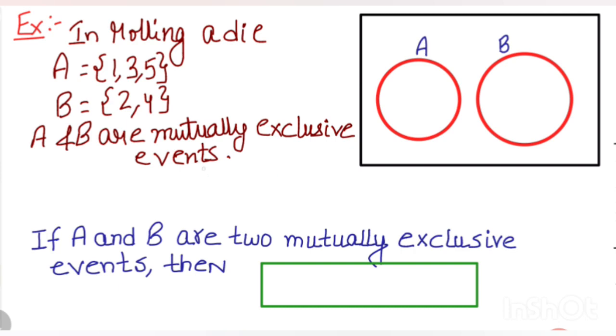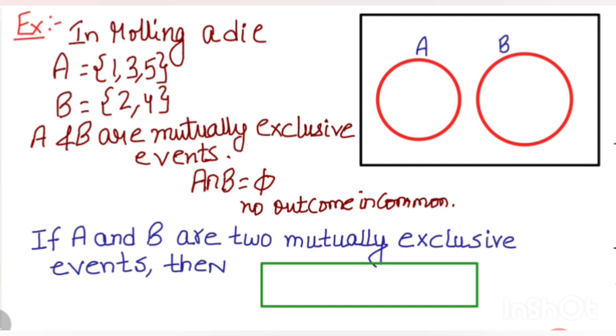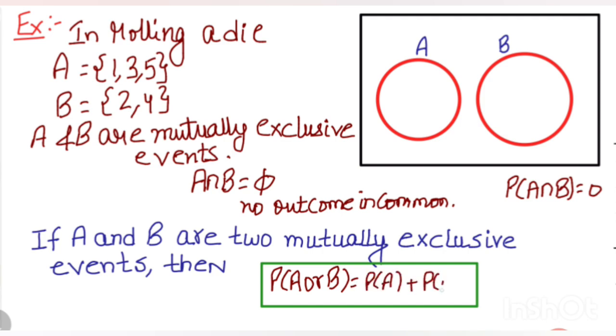Now here A intersection B is empty, because A and B do not have any outcome in common. For two mutually exclusive events, the probability of A intersection B will become 0 because there are no common outcomes in them. So if A and B are two mutually exclusive events, then probability of A or B is equal to probability of A plus probability of B, because probability of A intersection B is 0 here.